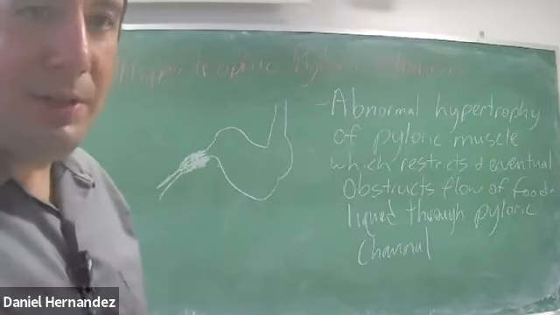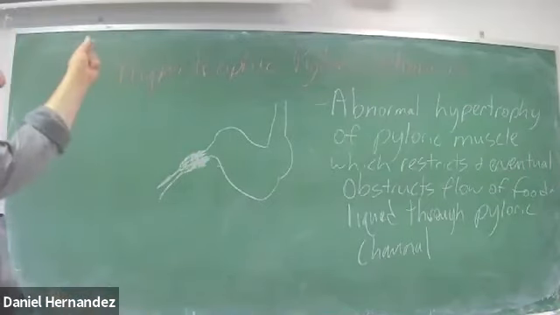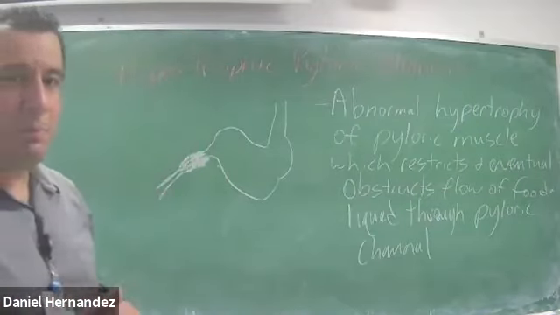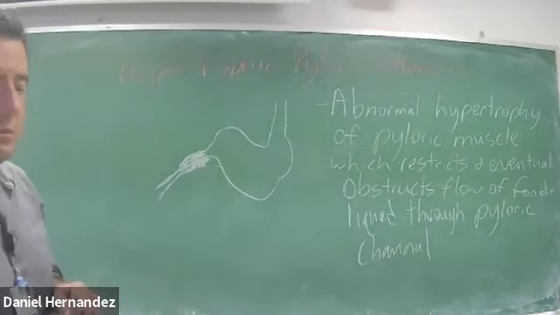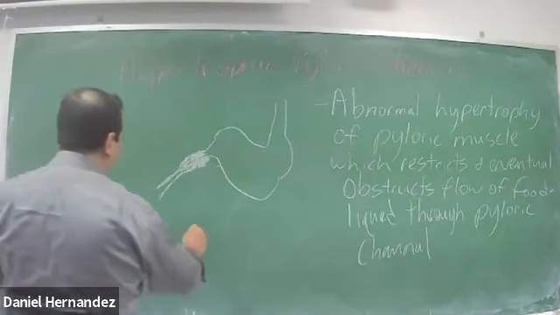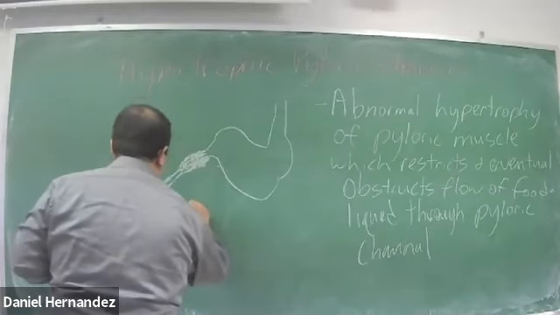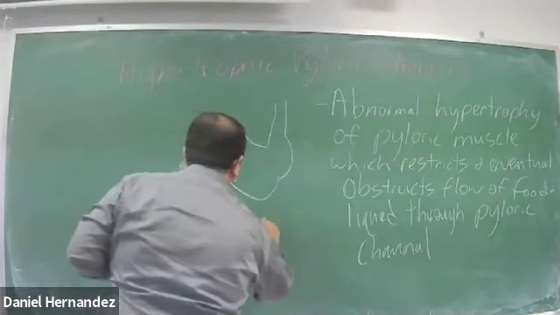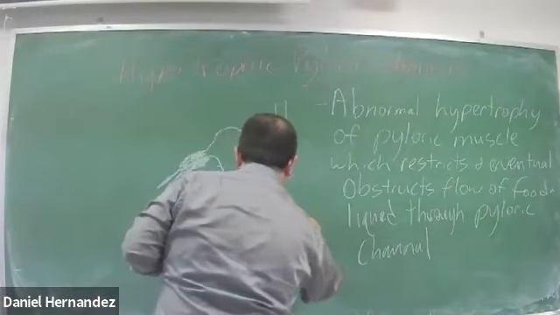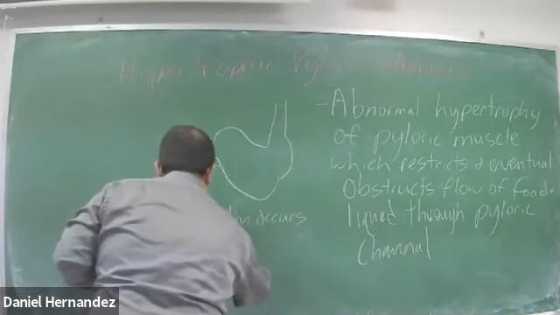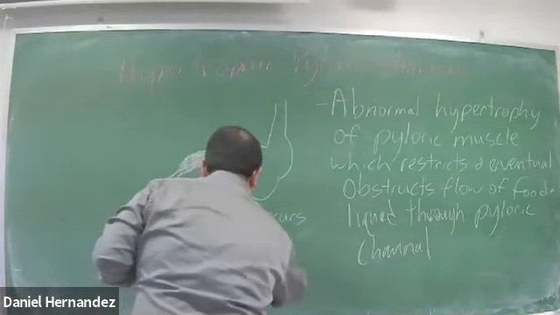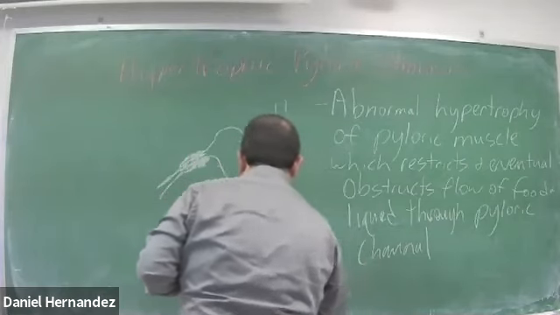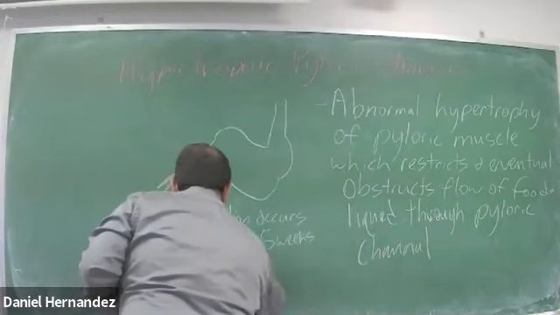So this condition can be seen. Typically, we get these babies around 3-4 weeks. So we'll typically see, we'll say, condition occurs 1-5 weeks of age.